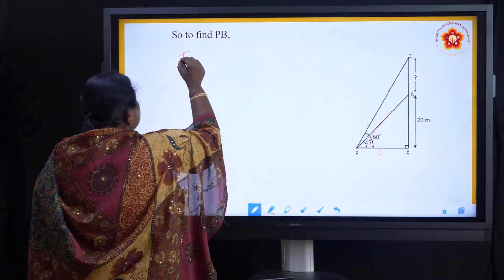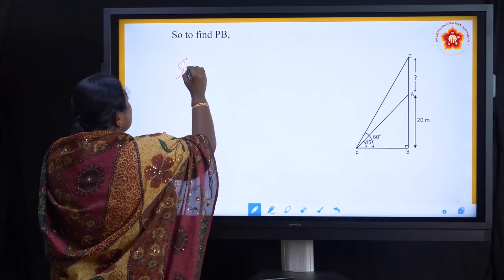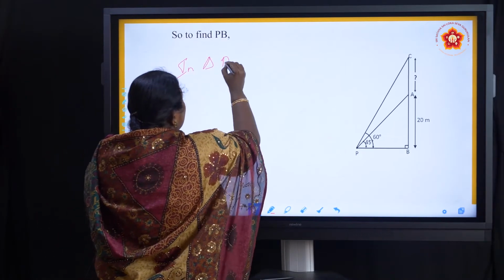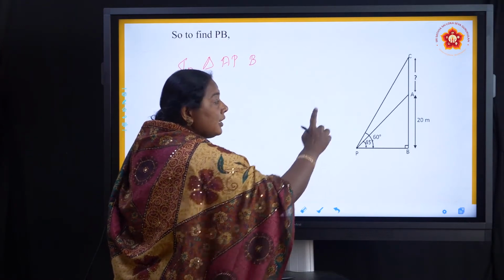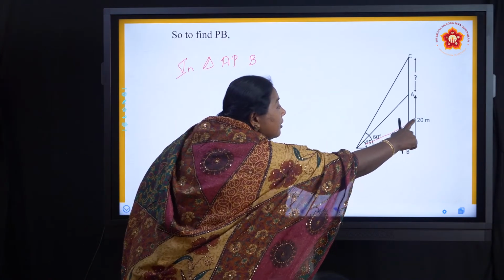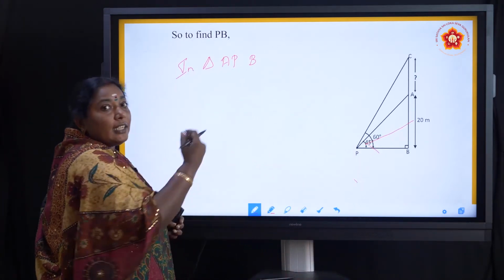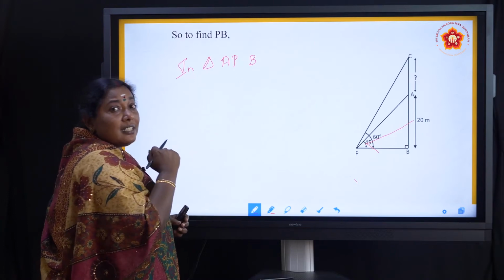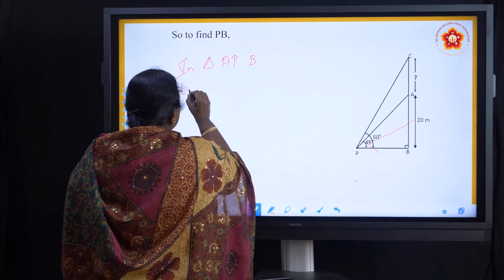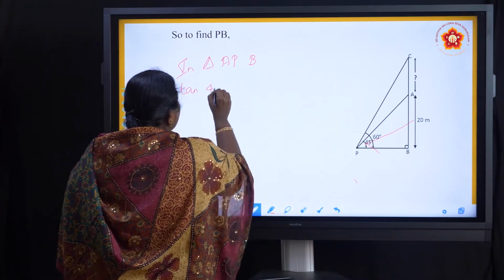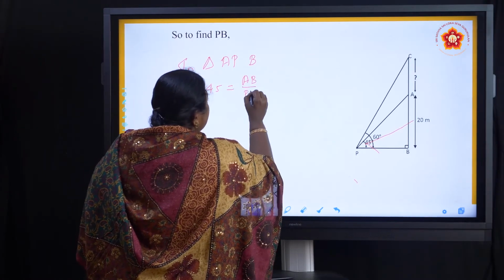So in triangle APB, who and who am I relating? 45, opposite AB, adjacent PB. I am going to relate the opposite and the adjacent. Who is the one relating my opposite and adjacent? Tan. So in triangle APB, tan 45 is equal to AB by PB.